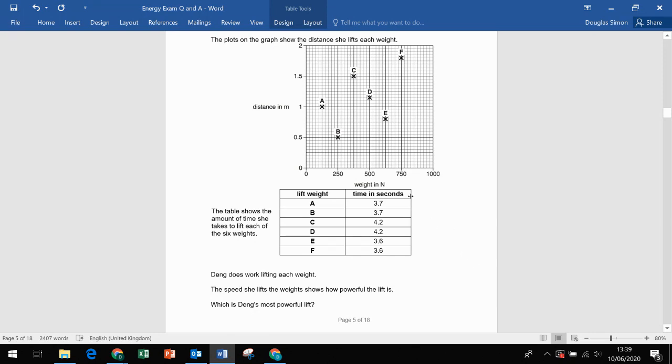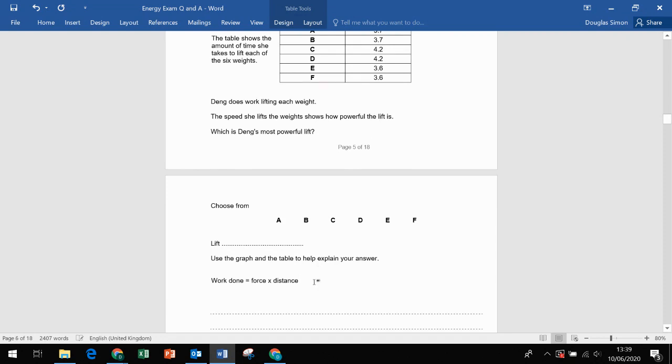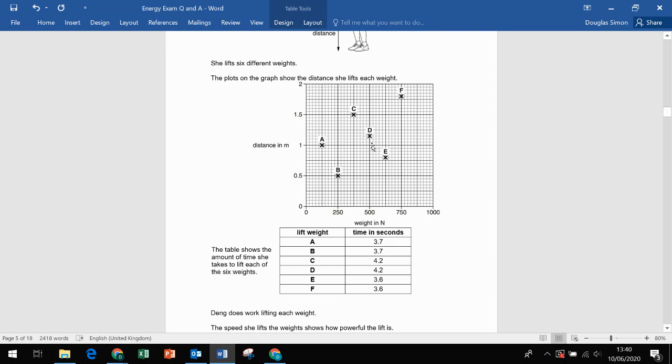All right. So F is 750 times by 1.6, which is 1,200 joules. And what's her power? The power is 1,200 divided by 3.6, which is 333 watts. So let's check one of these ones and see what's going on.